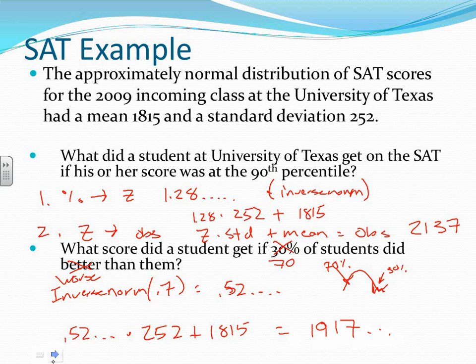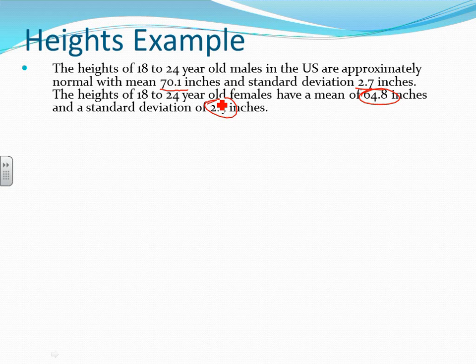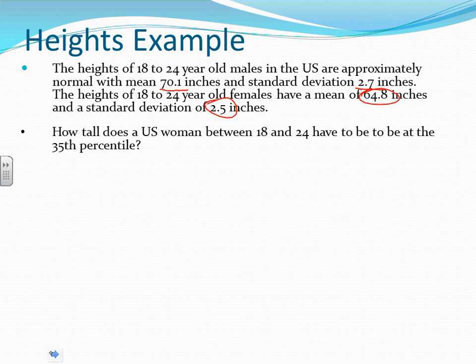Okay, next problem. Heights example. Males have a mean height of 70.1 and a standard deviation of 2.7. Females have a mean height of 64.8 and a standard deviation of 2.5 inches. Here is your question. How tall does a woman have to be at the 35th percentile? Go.